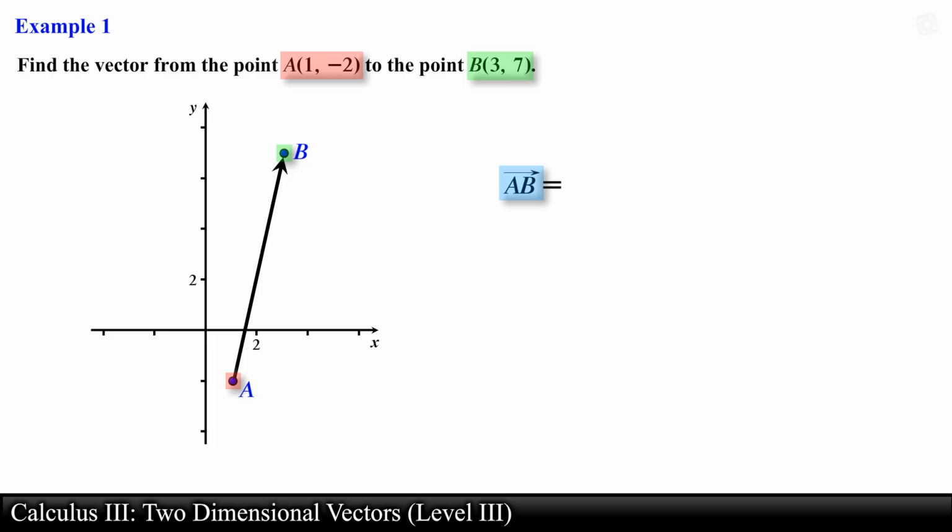We need to make sure that we subtract the initial point from the terminal point, or else we will obtain a vector that points in the opposite direction. Carrying out the subtraction, we obtain the following. Vector AB is equal to 3 minus 1 for the x component, which simplifies to 2, and 7 minus -2 for the y component, which simplifies to 9. So the vector that starts at point A and ends at point B can be represented as vector AB, with components <2, 9>. Alright, let's try the next example.